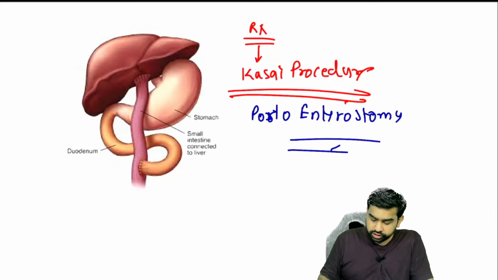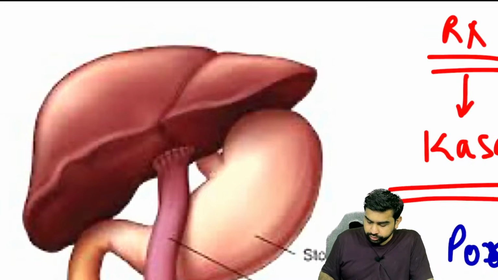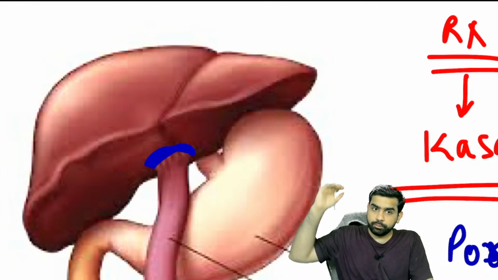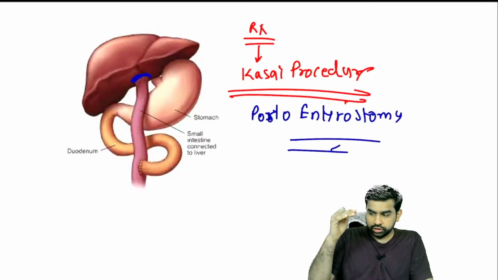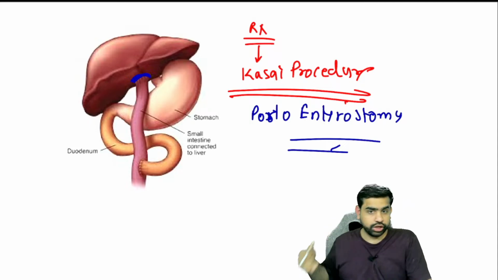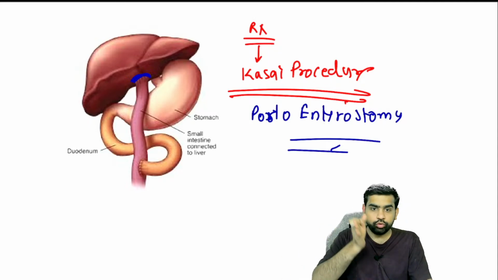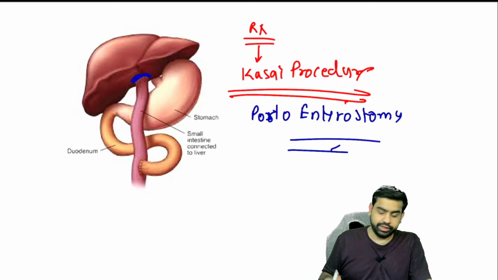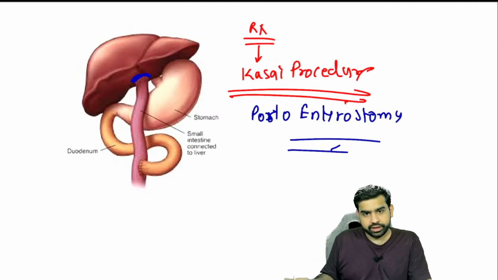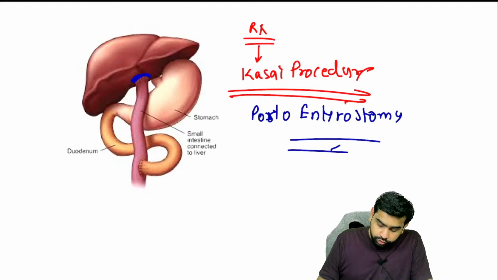And what is this Kasai procedure? I hope you're able to understand. This is your porta hepatis. So you are basically directly anastomosing the porta hepatis to the intestine. It is not a hepatico-jejunostomy or something like that. No, in this we do not have a hepatic duct. What you basically have is the porta hepatis joined to the intestine. Okay, so two things if you want to remember over here.